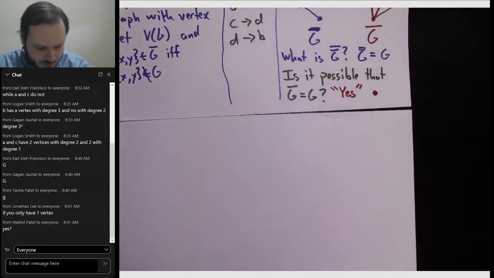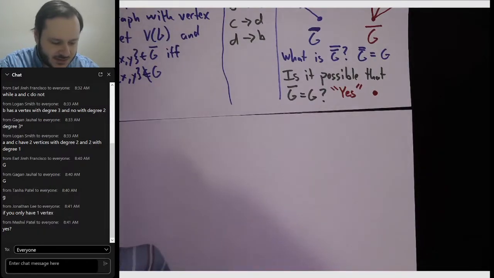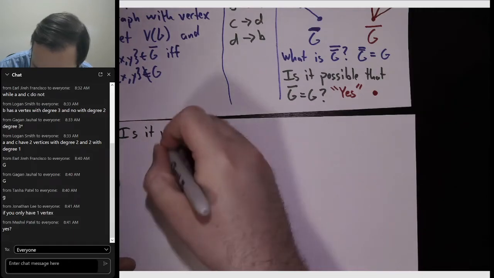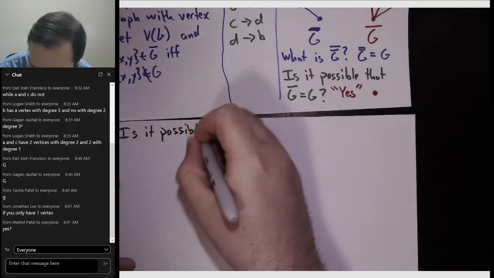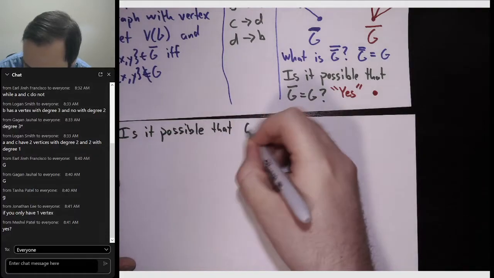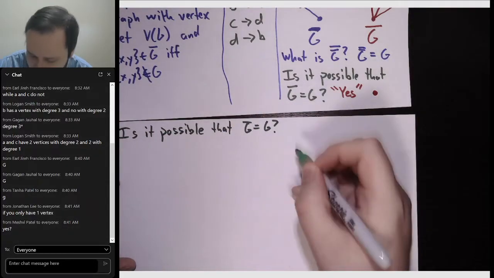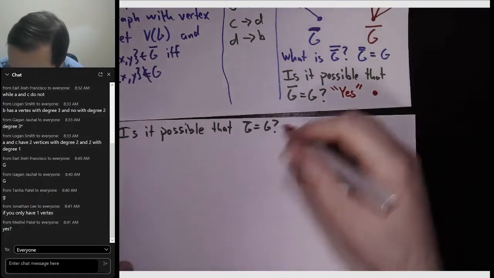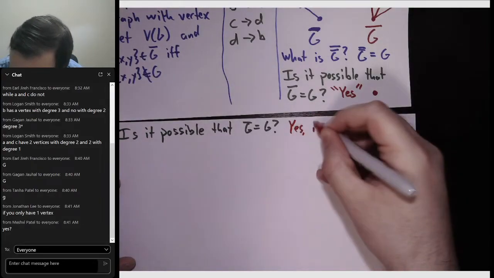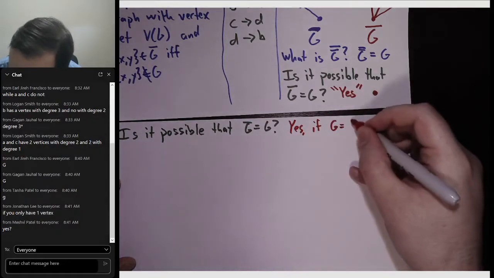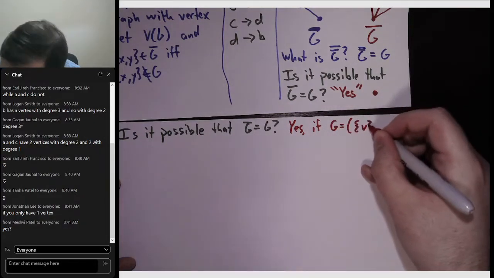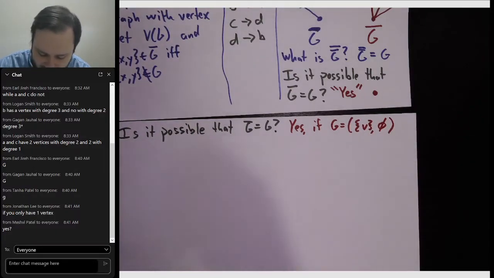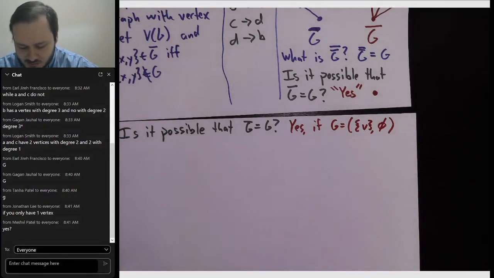So I'm just going to copy down this question so it's clear what's going on. Is it possible that G bar equals G? Well, yes, if I have one vertex. If G is equal to the graph, one vertex, an empty set. But what if I have at least two vertices?